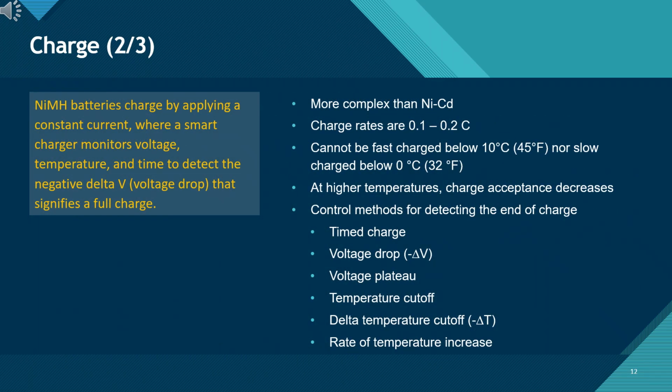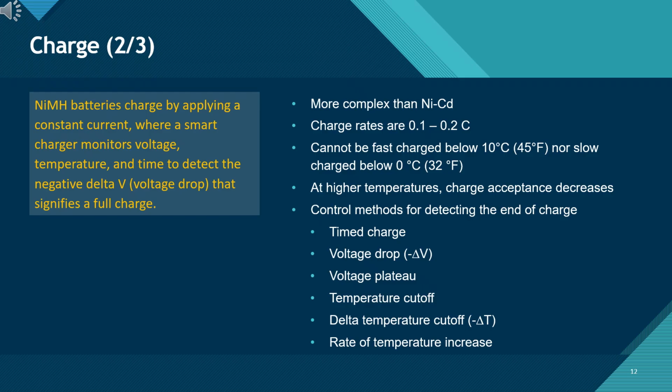Charge 2/3. NiMH batteries are charged using a constant current method, but the process is more complex than that for NiCd cells. A smart charger is essential. It monitors voltage, temperature, and time to detect the small negative delta V, minus delta V, which indicates a full charge. Charge rates are typically 0.1 to 0.2 C, and temperature plays a key role.